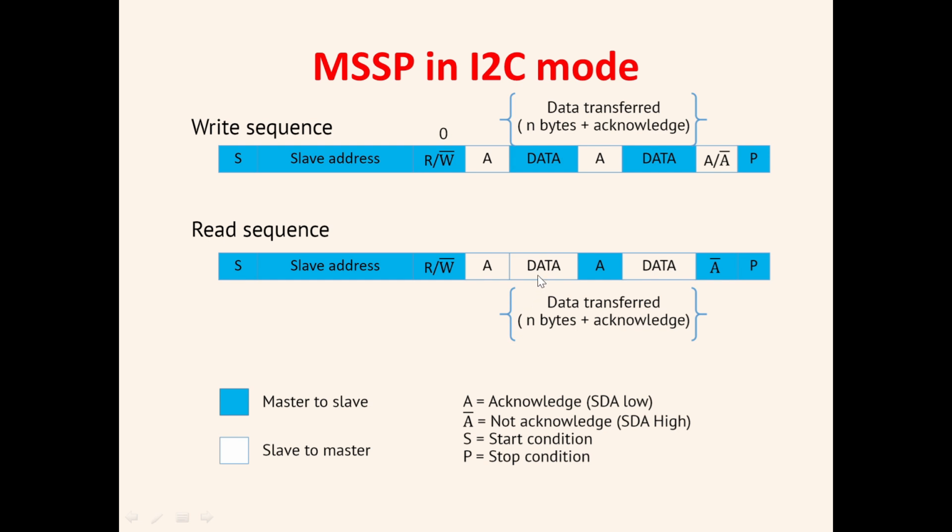In that way, you will be able to transfer multiple data packets from slave to master with respect to the acknowledgement, and at the end you will mention the stop condition. So this is the generalized write sequence and read sequence in MSSP I2C mode.